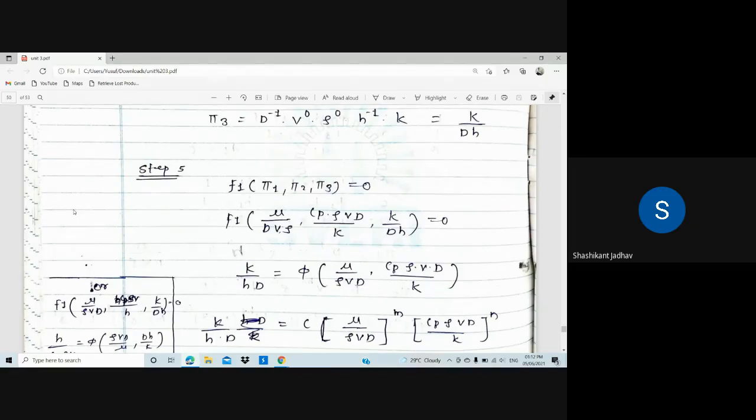Then what is step number 5? We have to write down the equation: function of pi 1, pi 2, pi 3 is equal to 0. So already we have calculated the values of pi 1, pi 2, pi 3. We have to put these values into this equation. So function of, what is the value of pi 1, that is mu upon d v rho. Then what is the value of pi 2? Cp into rho v d by k. Then what is the value of pi 3, that is k upon d h, is equal to 0.